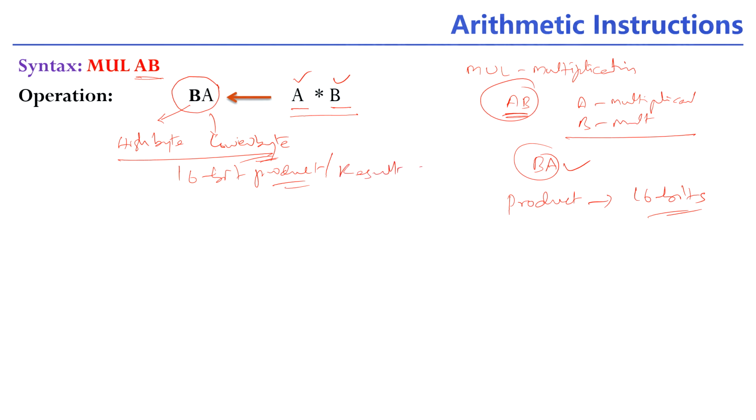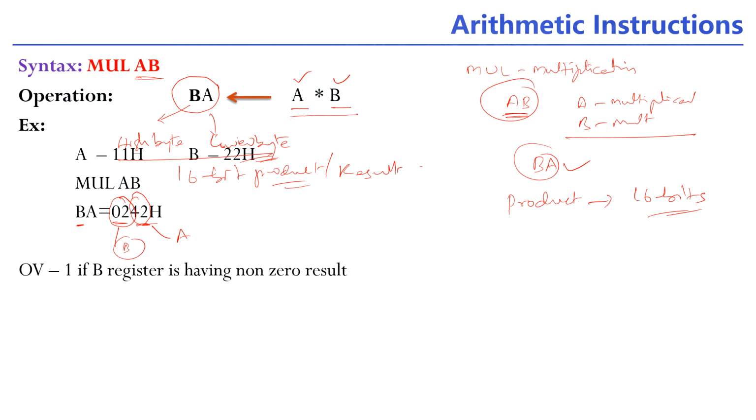And one important thing we need to note down here. Let us consider A is having 11H, B is having 22H. Then after the multiplication instruction, we get the result 0242H. This 02 will be available in B register, 42 will be available in A register. This is the upper 8 bits and this is the lower 8 bits. Always the lower 8 bits are available in A, the upper 8 bits are available in B register.